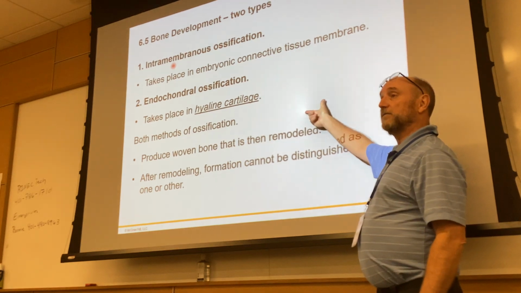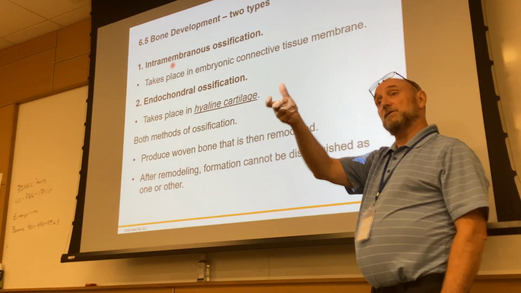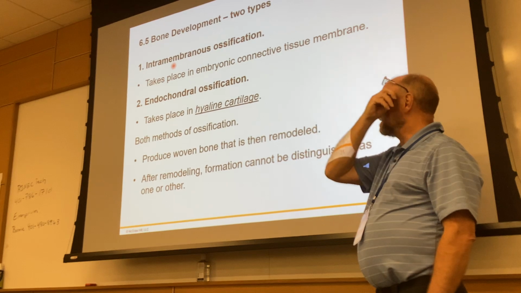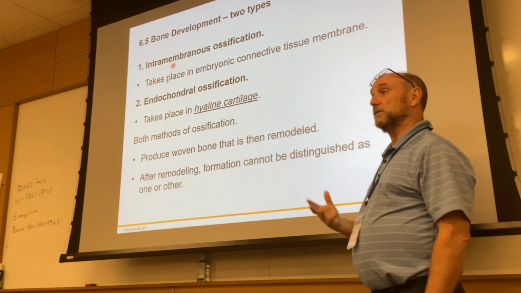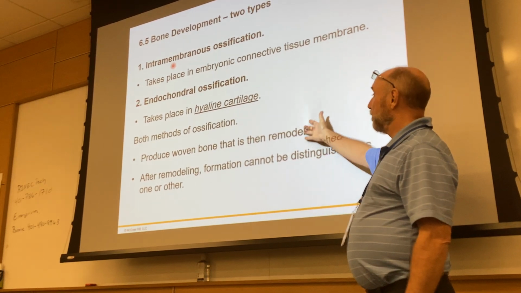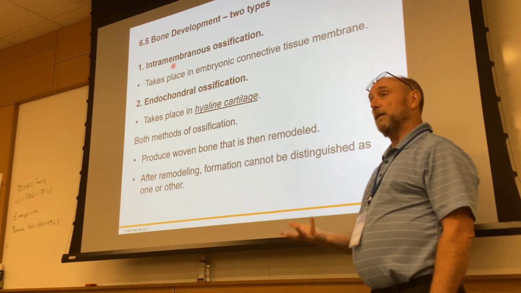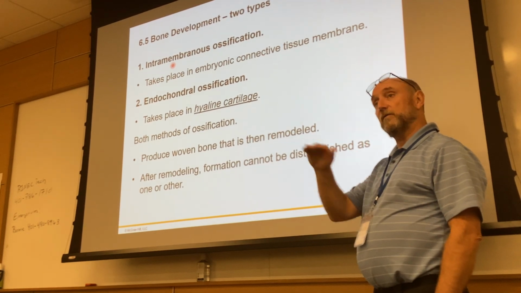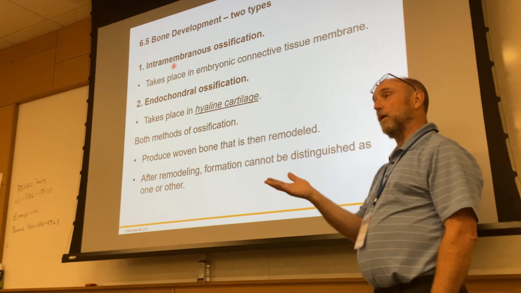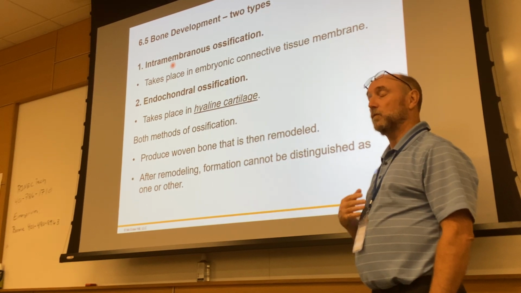There's two methods of ossification. You have to understand the distinctions between them. Of the two, I'm going to spend a lot more time talking about endochondral ossification. They both produce compact bone after they're done, so you can't really tell what process did what.